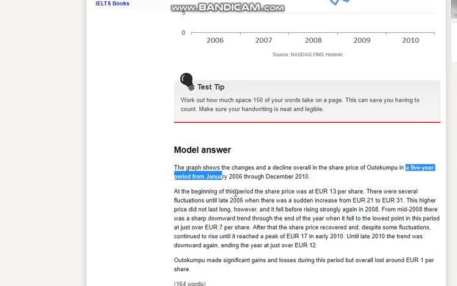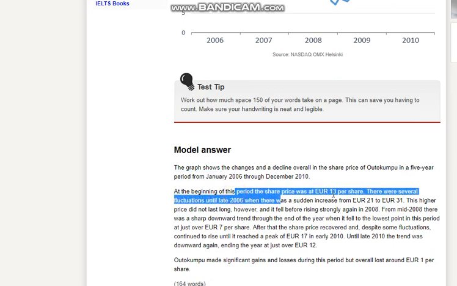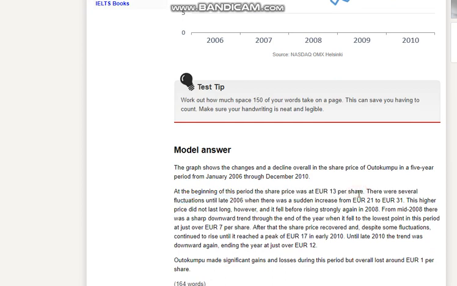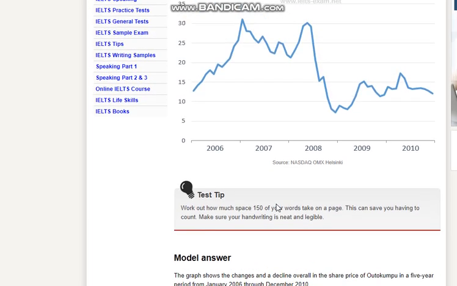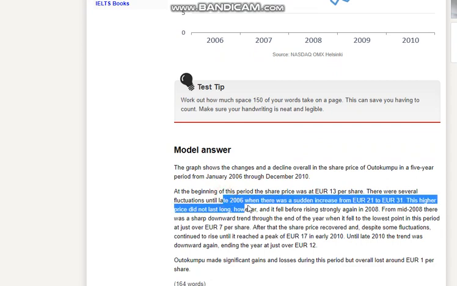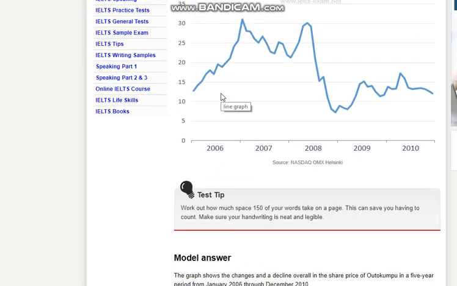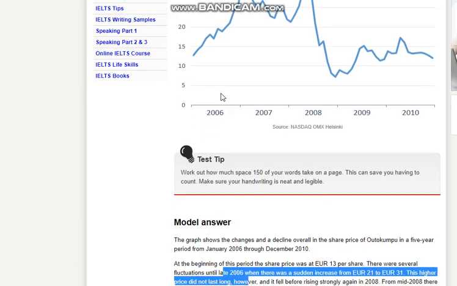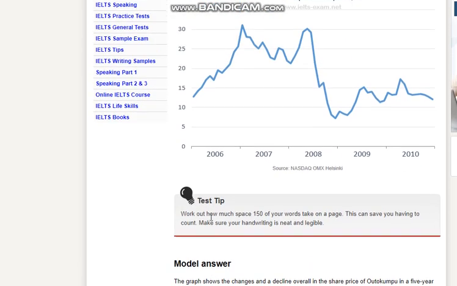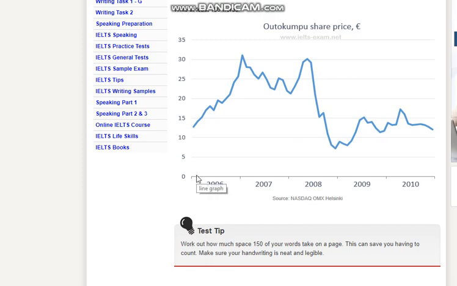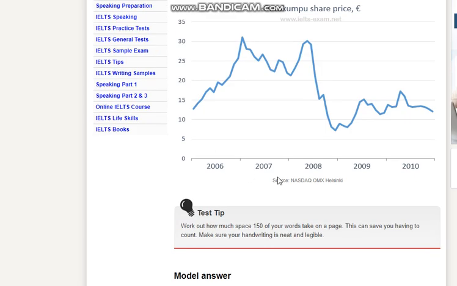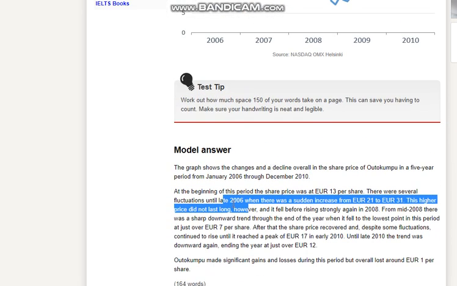At the beginning of this period, the share price was at 13 euro per share. There were several fluctuations until late 2006. Because there's nothing clear, that's why we use the word fluctuations. And you can't say "so" in between. Look at between 2006 and 2007, so many things changed, and you can't just generalize that process. So that's why it is used. I didn't write that.